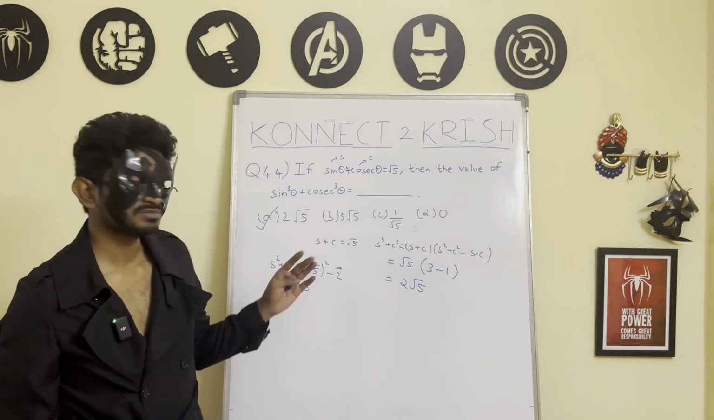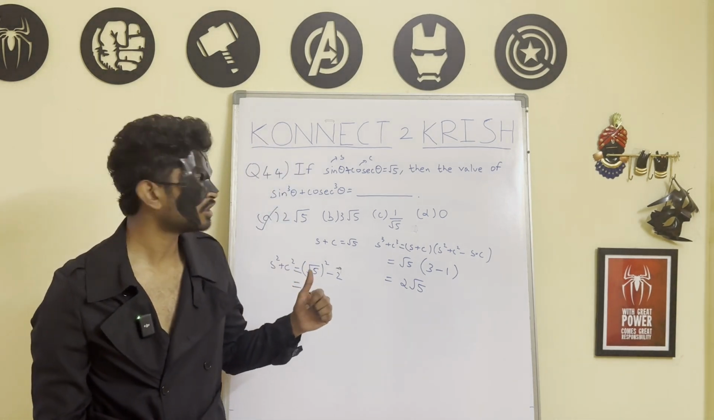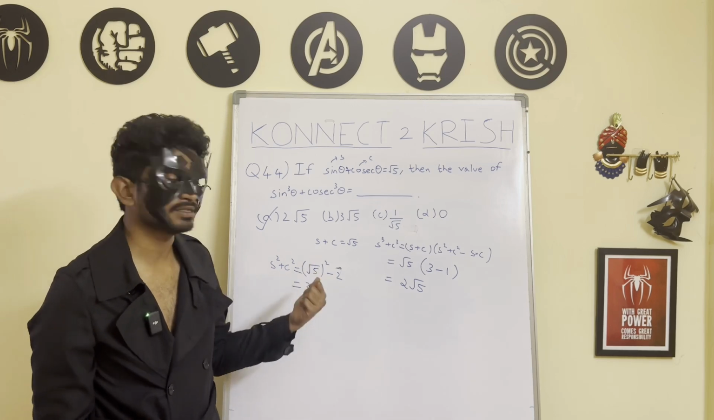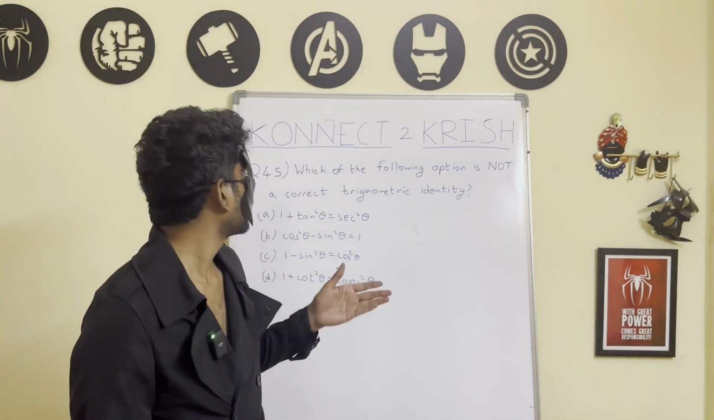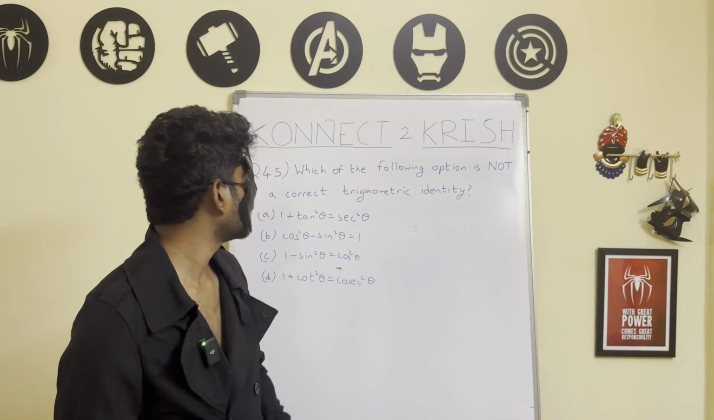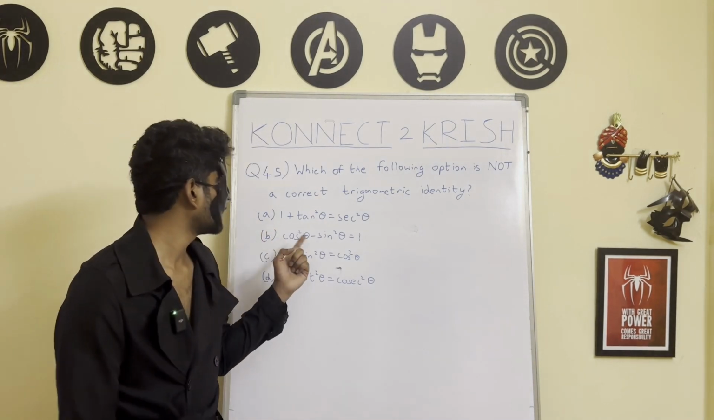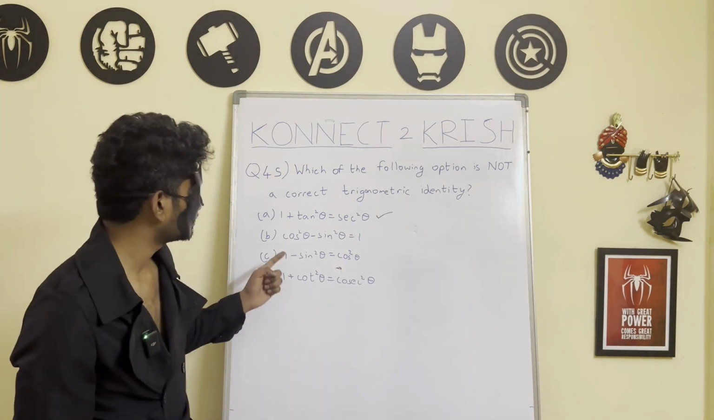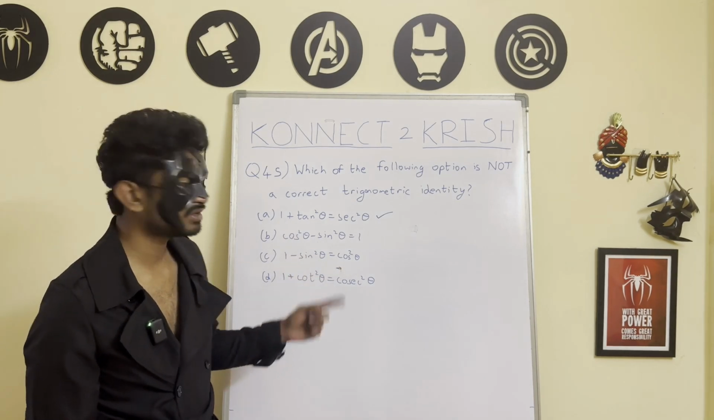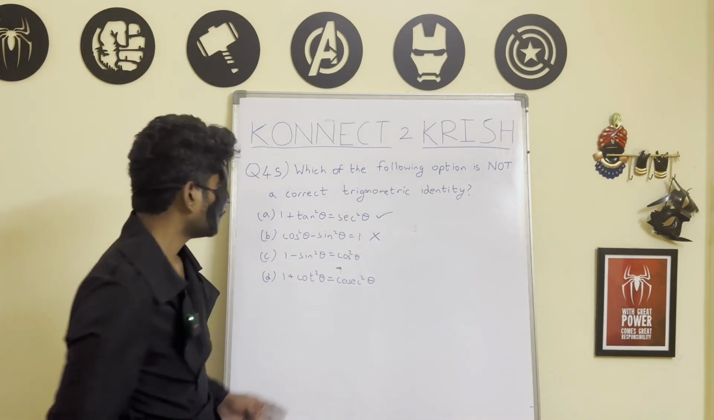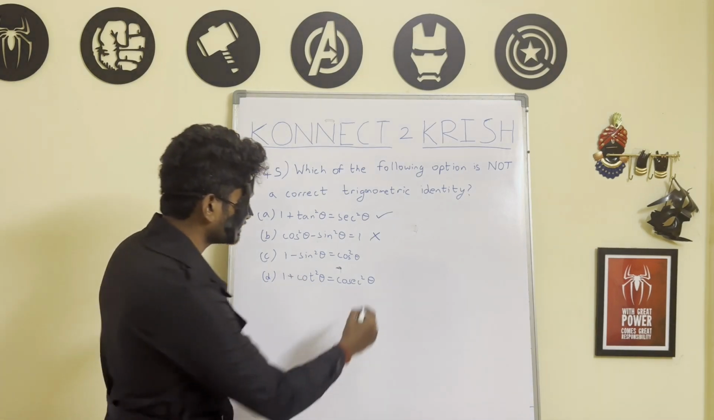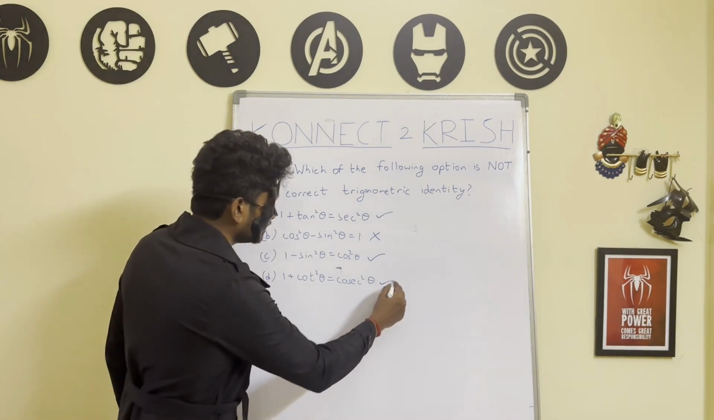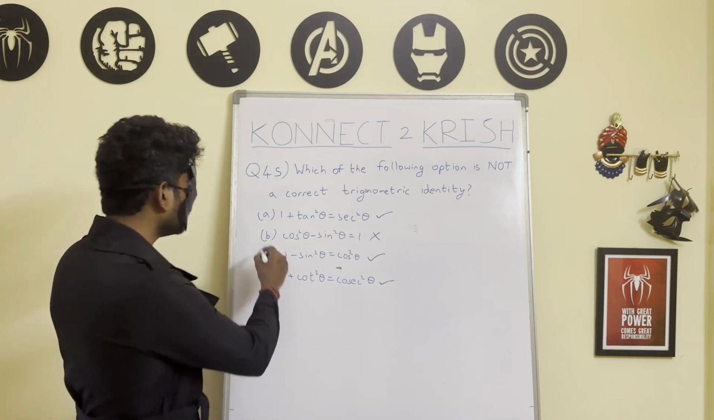So here in these types of questions, what we are able to see is that algebraic identities are being used in trigonometry. So the next question is, which of the following options is not a correct trigonometric identity? So here you can say that 1 plus tan square theta equal to secant square theta, which is right. Cosecant square theta minus sin square theta equal to 1, no, that's wrong. 1 minus sin square theta is equal to cos square theta, yes, right. 1 plus cot square theta is equal to cosecant square theta, again it's right. So the answer to this question will be B.